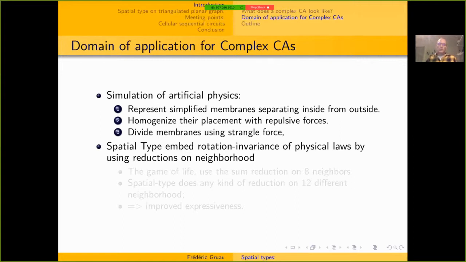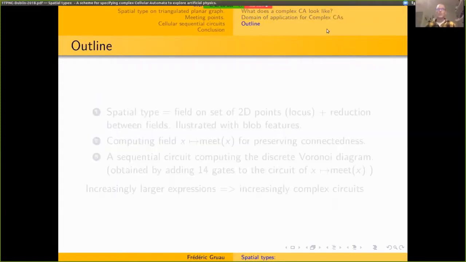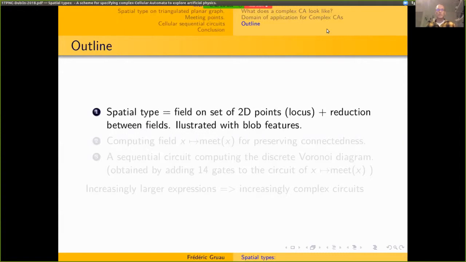Reduction means applying associative commutative operators such as the sum or the minimum or the maximum. And because it's commutative and associative, the particular order that you use doesn't matter. For example, the Game of Life uses a sum reduction on 8 neighbors, so if you rotate 90 degrees, it will still work the same way. Compared to the Game of Life, as you will see, spatial types use 12 different neighborhoods to do any kind of reduction, so it has much improved expressiveness. The meat of my talk is presenting spatial types.